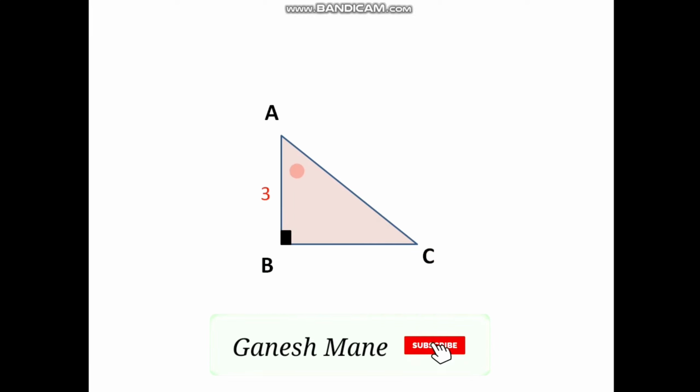Now let us have measures of these three sides of a triangle. That is, length of AB is 3 centimeter, length of BC is 4 centimeter, and the length of AC is 5 centimeter. Now we are going to learn the theorem of Pythagoras for this triangle ABC. So in this triangle, AC is the hypotenuse, which is the side opposite to 90 degrees, and AB and BC are the two sides which make a right angle.